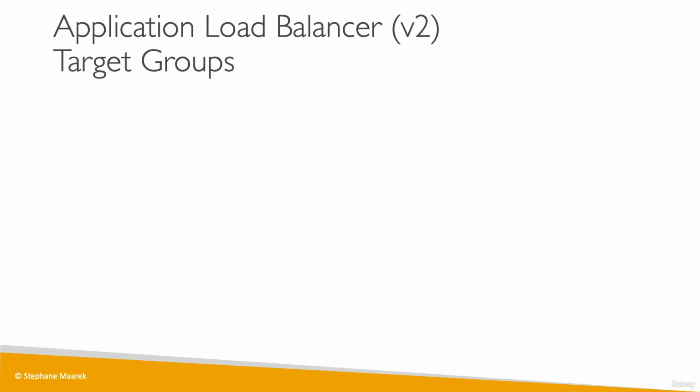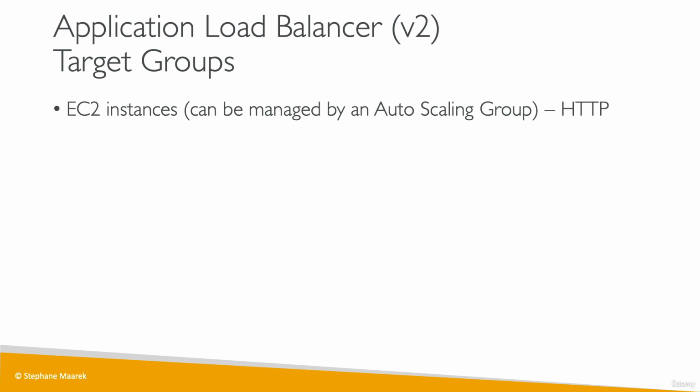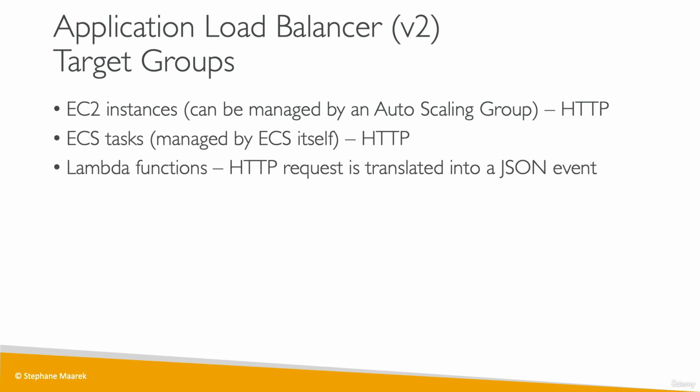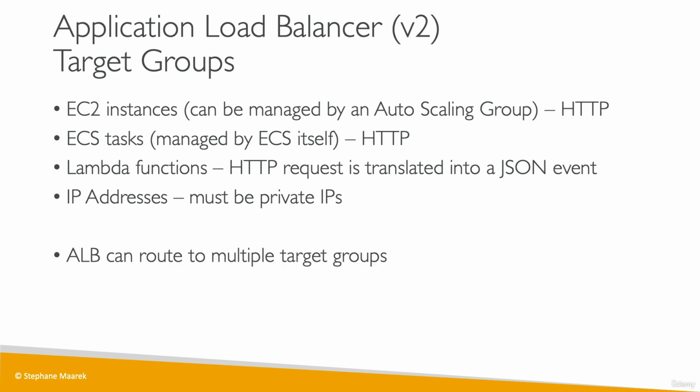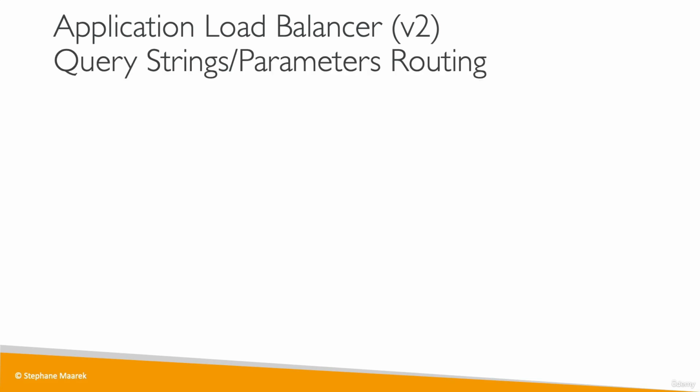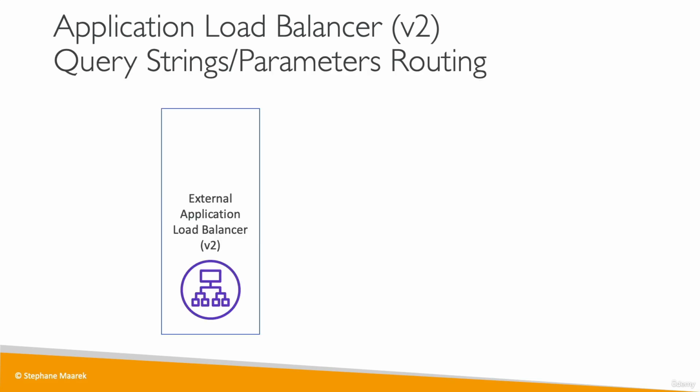So the target groups, what are they? The first one is that they can be EC2 instances, and they can be managed, as we'll see very soon, by an auto-scaling group. It could be ECS tasks, and we'll see this in the ECS section. It could be Lambda functions, and this is something that's not very known. Application load balancers can be in front of Lambda functions, and we'll see what Lambda functions are in a future section, but they're the base of everything called serverless in AWS. And finally, it can be a front to IP addresses, and they must be private IP addresses. So ALB can route to multiple target groups, and the health checks are going to be done at the target group level.